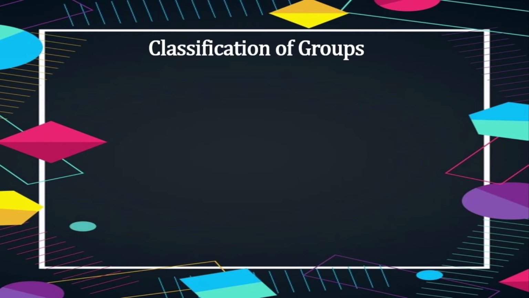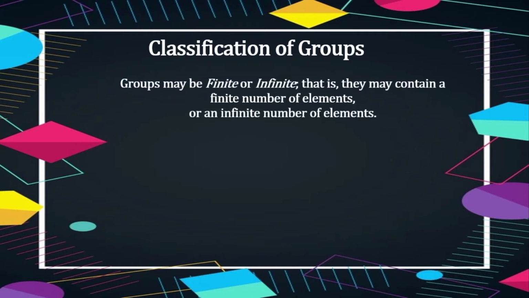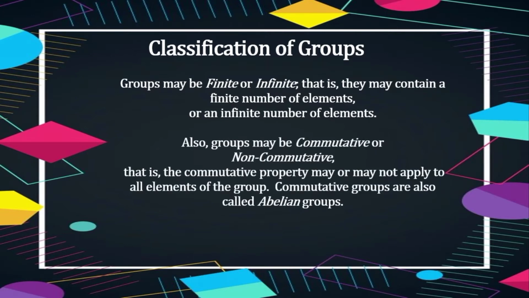Classification of groups. Groups may be finite or infinite. That is, they may contain a finite number of elements or an infinite number of elements. Also, groups may be commutative or non-commutative. That is, the commutative property may or may not apply to all the elements of the group. Commutative groups are also called abelian groups.